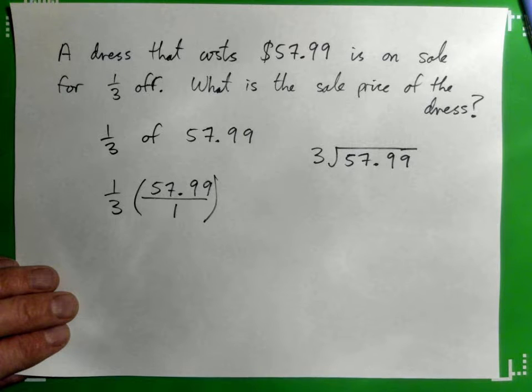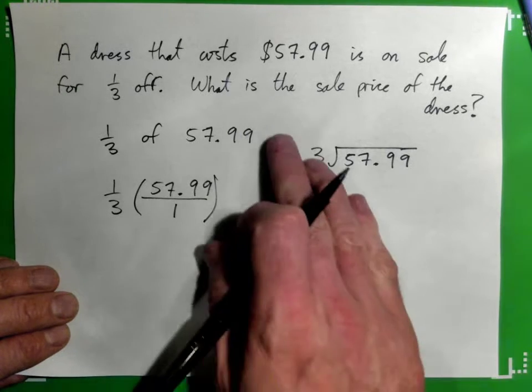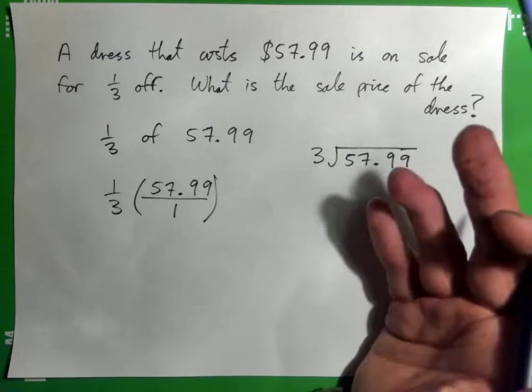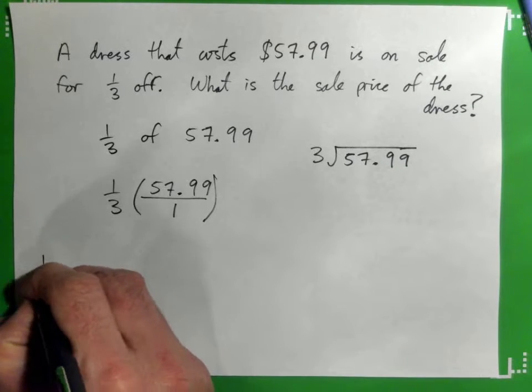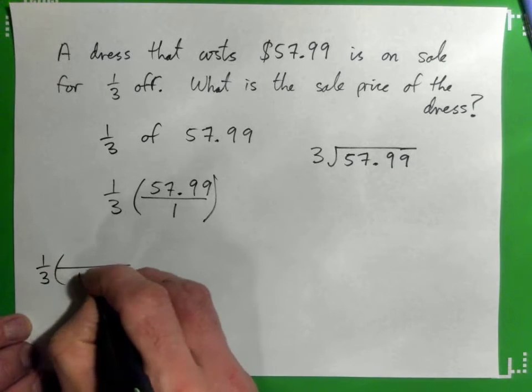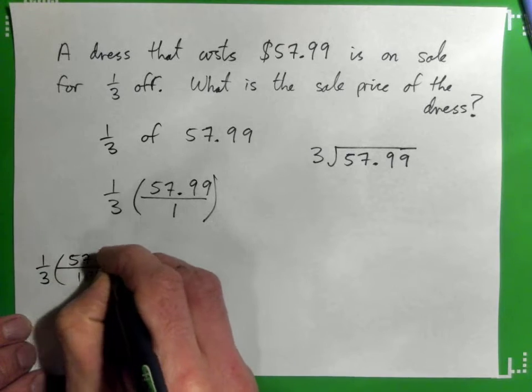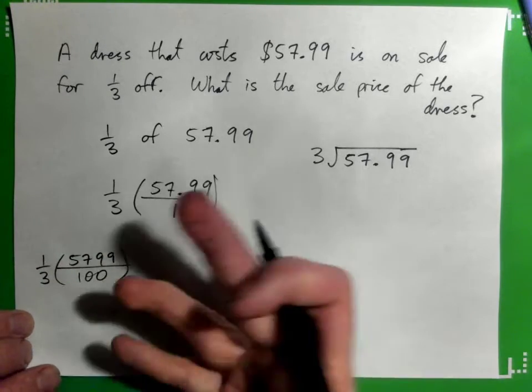Yeah. Which you could. 5799 over 100 is also correct. I mean, you could do that. It's more work than needed though. But there's nothing wrong with this. You could do that if you want to. It's just a little bit more work.